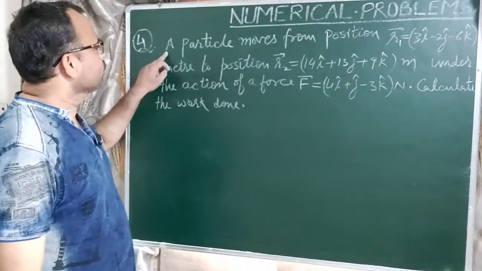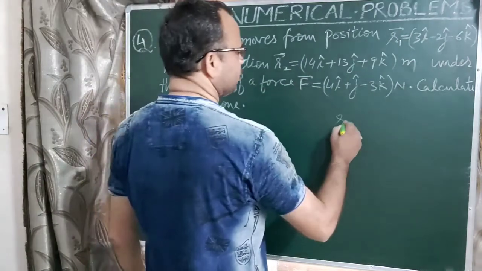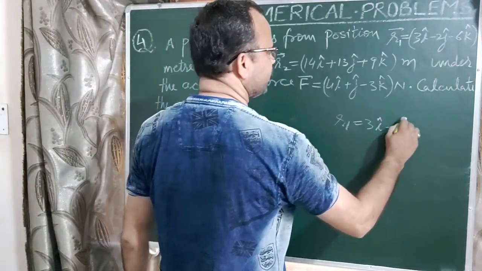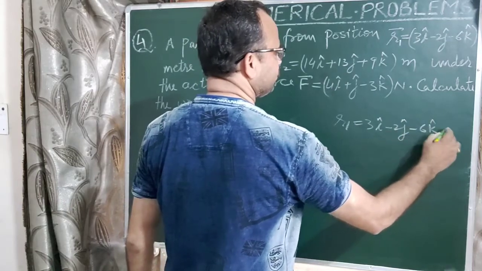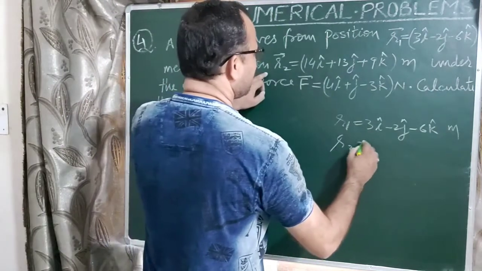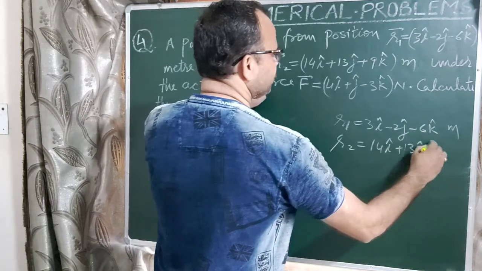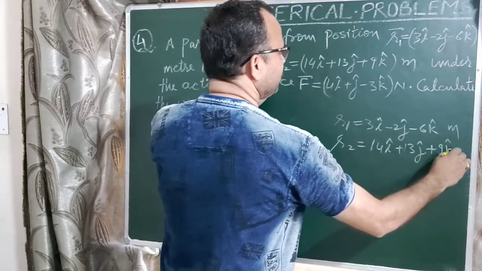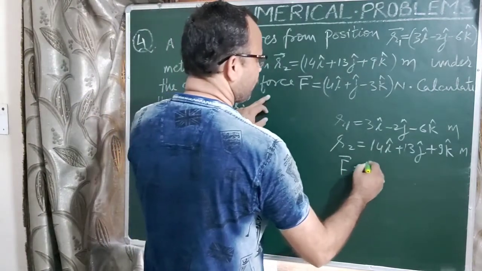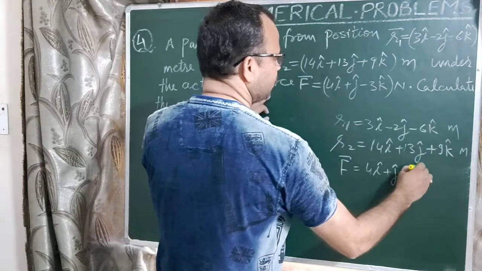Let's now see question number 4. A particle moved from an initial position r1 equal to 3 i cap minus 2 j cap minus 6 k cap meter to a final position r2 equal to 14 i cap plus 13 j cap plus 9 k cap meter under the action of a force F equal to 4 i cap plus j cap minus 3 k cap.